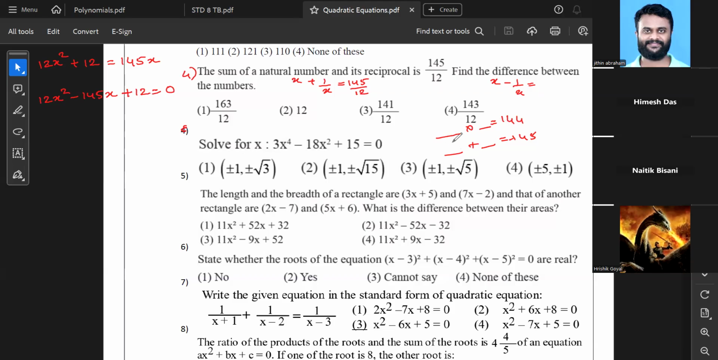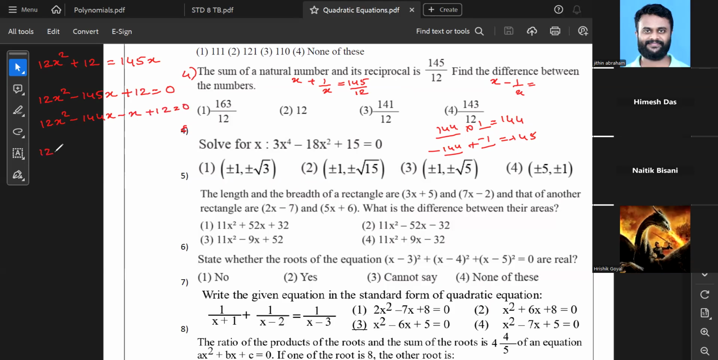Now, which number can you add to get 145? Obviously, the answer is 144 and 1. When you multiply them, you'll get 144. When you add them, you'll get 145. Now, since the addition is a negative number, both the numbers should be negative in this case. So, minus 144, when you add with minus 1, you'll get the answer to be minus 145. So, hence your factors are 12x square minus 144x minus 1x plus 12 is equal to 0.